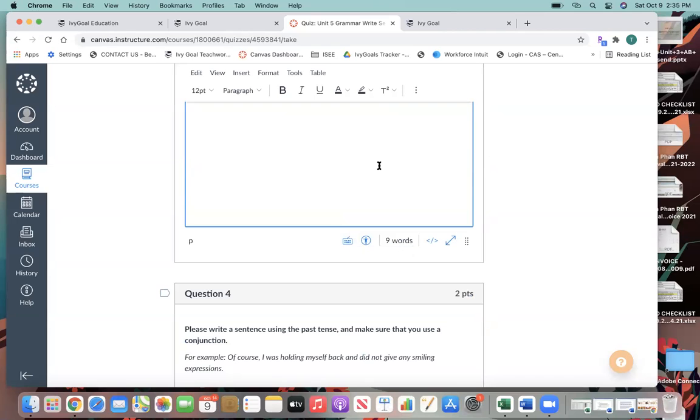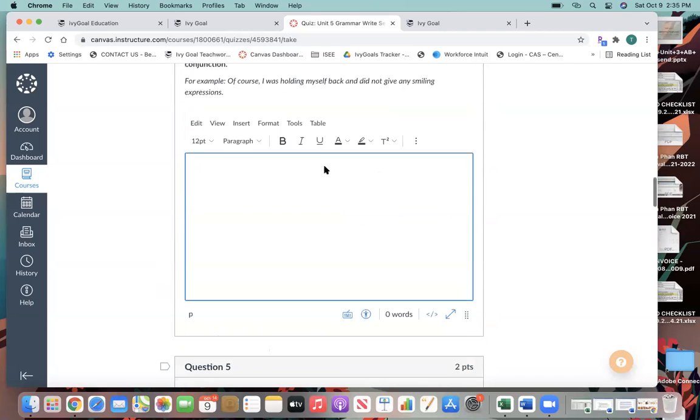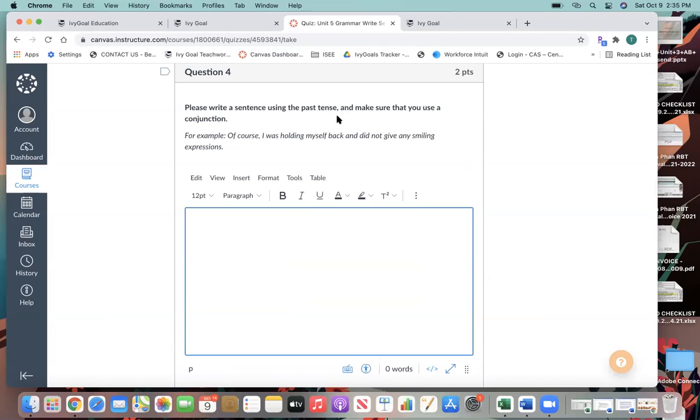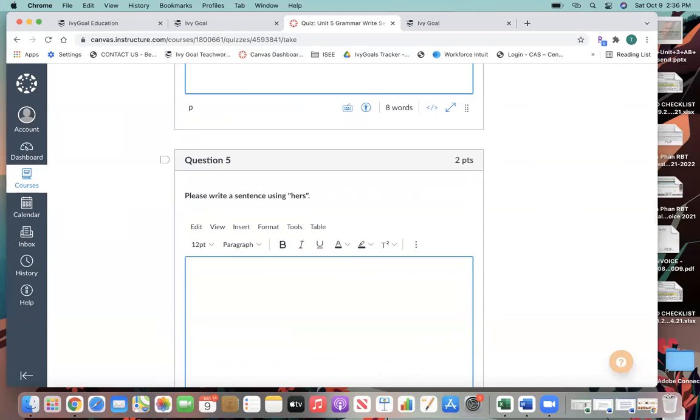All right, number 4. Write a sentence using the past tense and make sure to include a conjunction. I ate an apple and brushed my teeth. Very good. And write a sentence using hers.